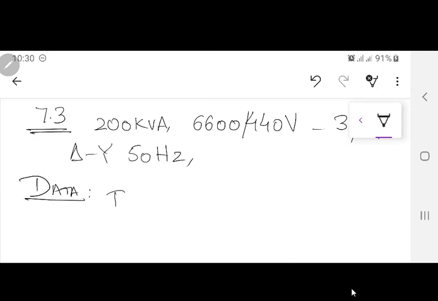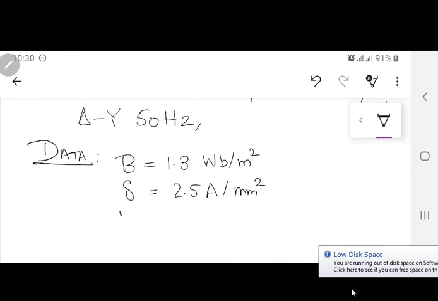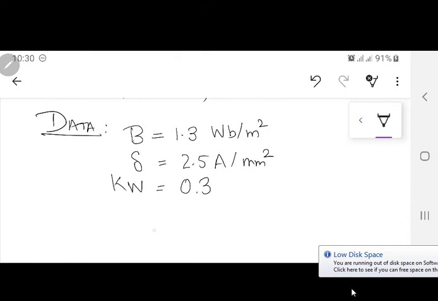And data over here is this, that the maximum flux density is equal to 1.3 Weber per meter square. Current density delta is equal to 2.5 ampere per millimeter square. The window factor, what is our window factor? KW is equal to 0.3. They have already given this. And the overall height, now this is one thing very important, the overall height of the transformer is equal to the overall width.